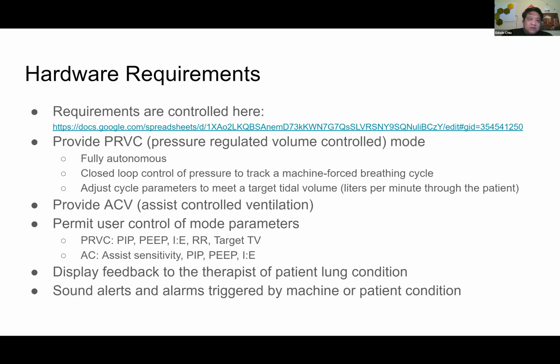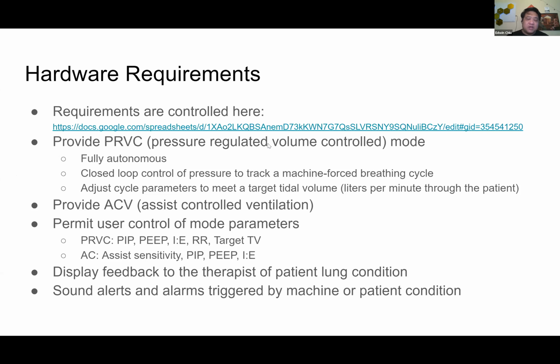We have a specific hardware requirements document. The link is here in the slide, and these slides will be linked and made available on the Slack channel. Here we're keeping track of every single requirement and every single specification that we need to meet. I'll give just an overview here on the slide. We have two basic modes that we're trying to hit.